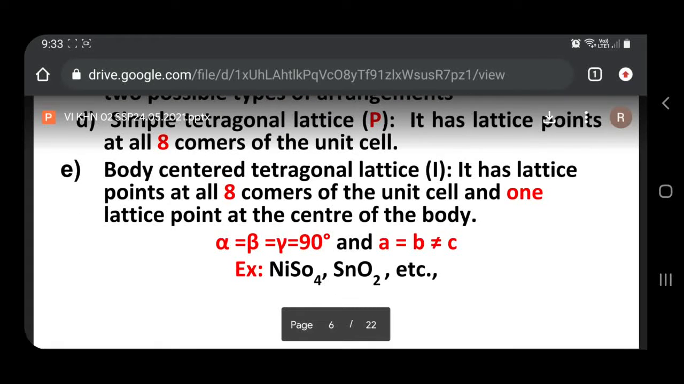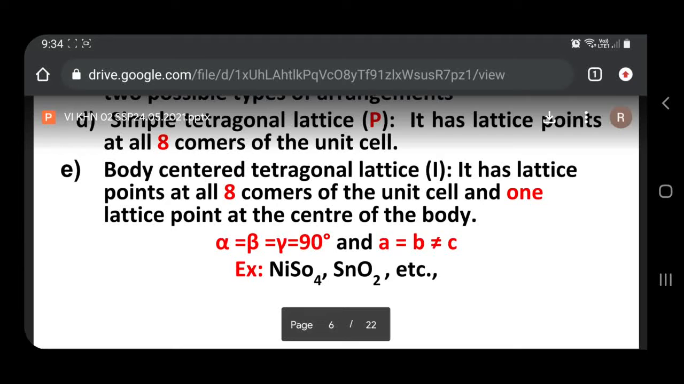And the second type is body centered tetragonal lattice, represented as I lattice. It has lattice points at all 8 corners and one lattice point at the center of the body. BCC, that is body centered cubic. That is, in cubic system we call it a BCC, but here we call it a body centered tetragonal lattice.